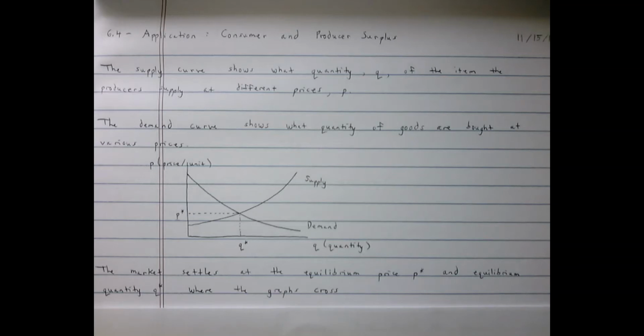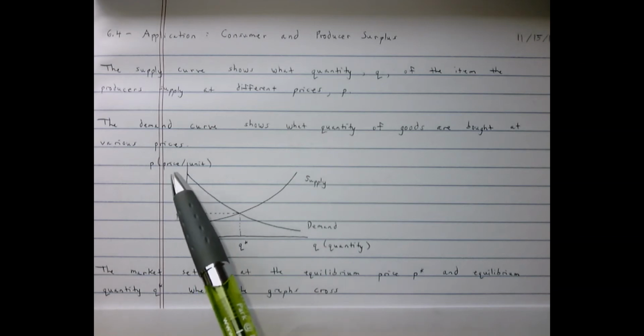Welcome back. In this video, we'll discuss section 6.4, which is called Application, Consumer and Producer Surplus. The supply curve shows what quantity Q of the item the producers supply at different prices P. A typical supply curve is drawn here, and notice we've got Q, the quantity, on the horizontal axis, and P, the price per unit, on the vertical axis.